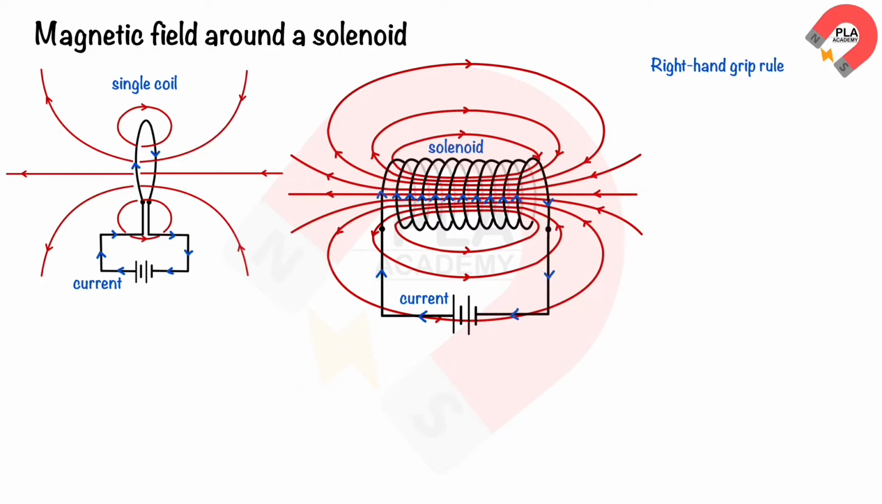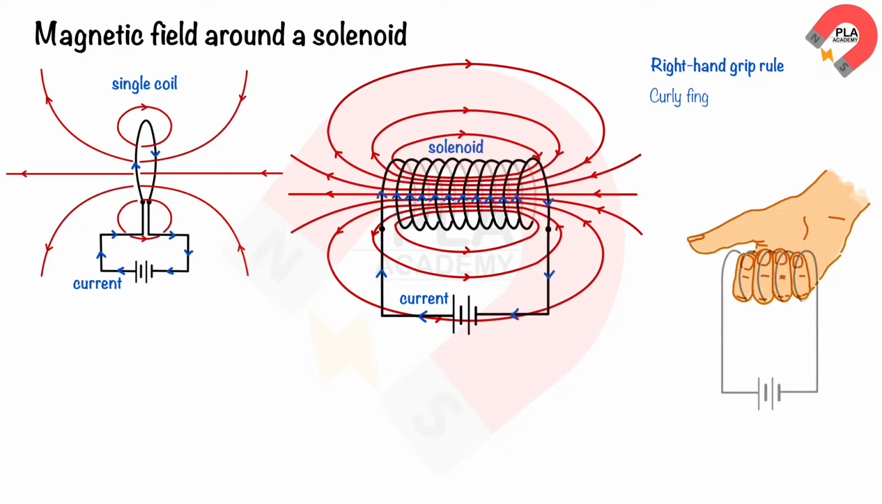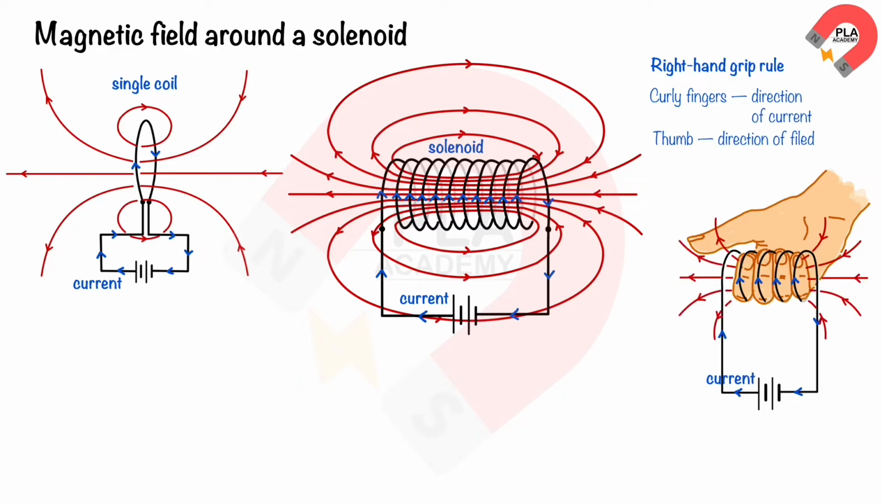The right-hand grip rule can be used to work out the direction of the magnetic field. The curled fingers give the direction of the current in the solenoid. The thumb points along the direction of the field. This end of the solenoid is the North Pole. This end is the South Pole. The magnetic field pattern will look like the following.